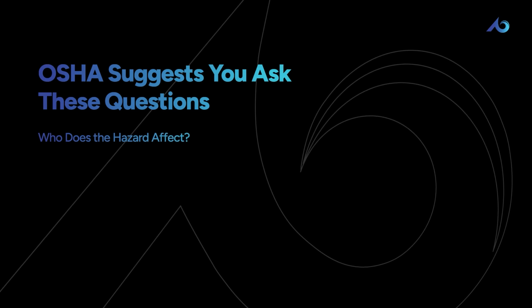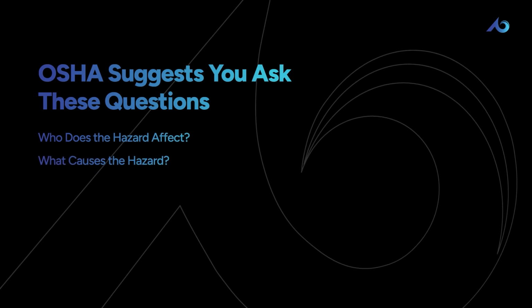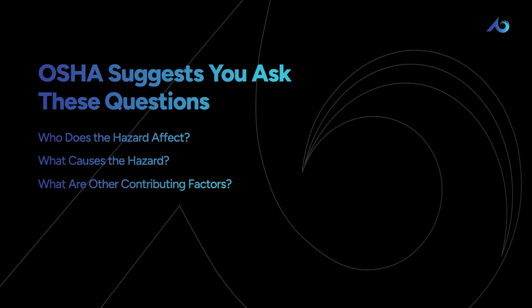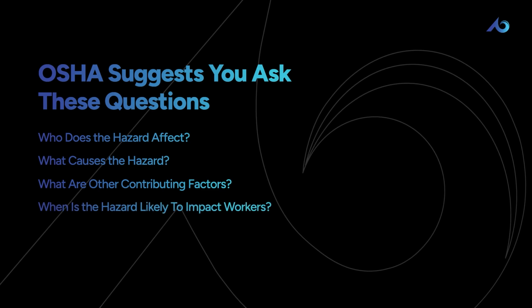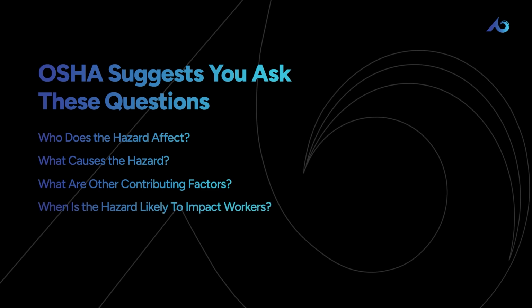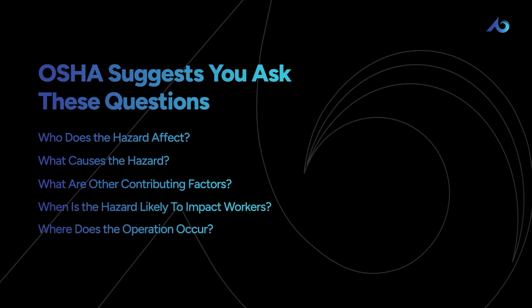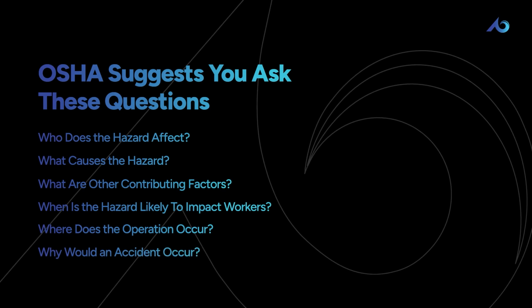Who does the hazard affect? What causes the hazard? What are other contributing factors? When is the hazard likely to impact workers? Where does the operation occur? And why would an accident occur?